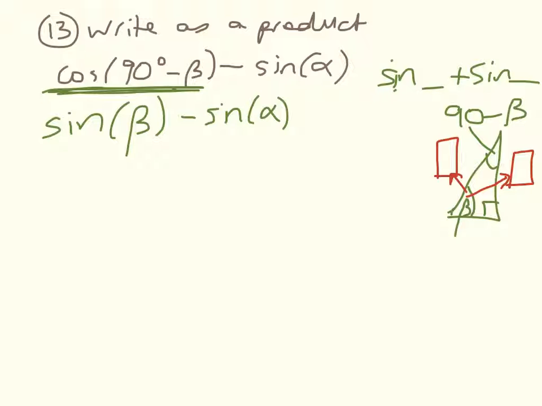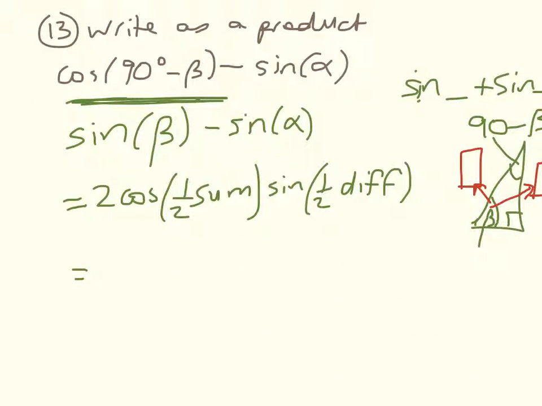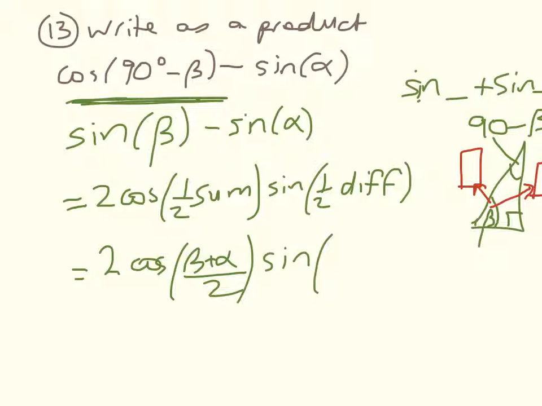all we have to do is say this is 2 cosine half the sum, sine of half the difference. It's a straightforward application of the rules on page 329. So the answer is 2 cos of beta plus alpha on 2 times the sine of beta minus alpha on 2.